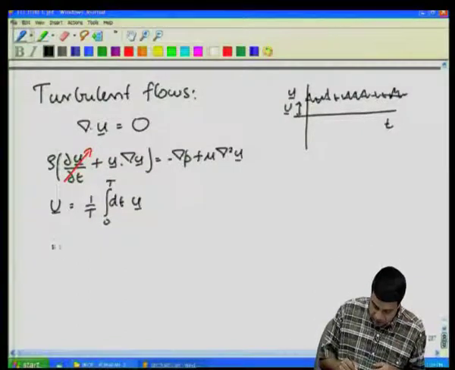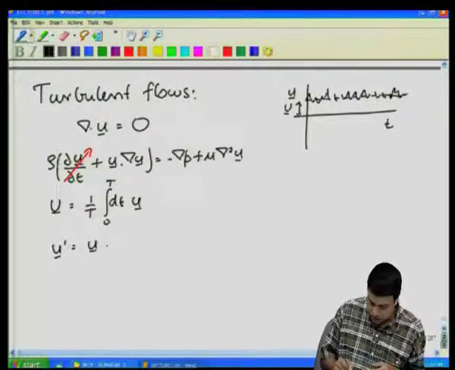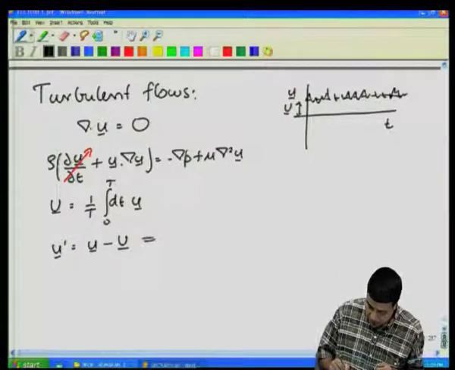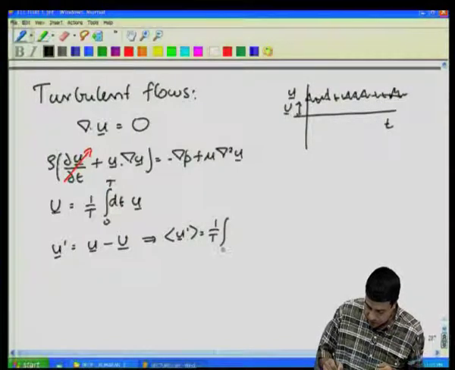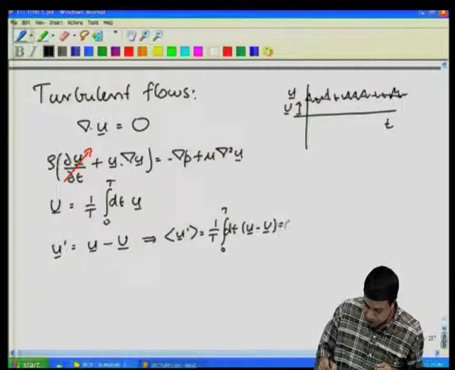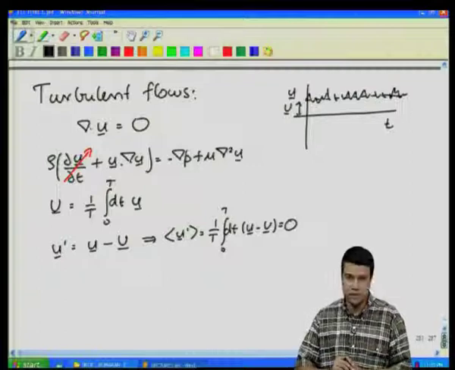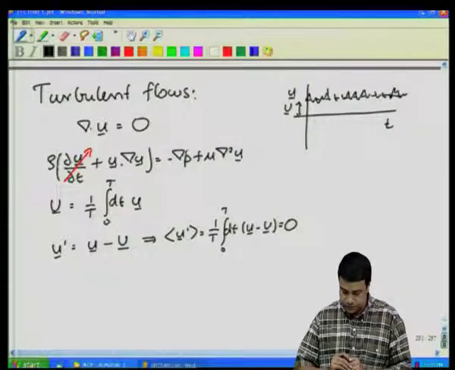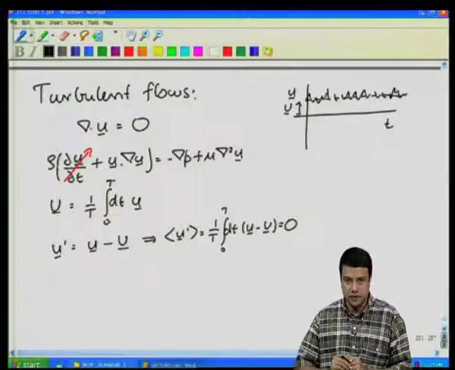The fluctuating part is the local instantaneous fluid velocity minus the mean velocity capital U. Since it is the instantaneous velocity minus the mean velocity, it implies that the average of u prime, which is 1 over T integral 0 to T dt of u minus U, is equal to 0. The average of the fluctuating velocity has to be 0, because I have already subtracted out the mean velocity.